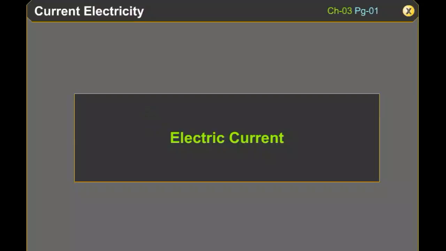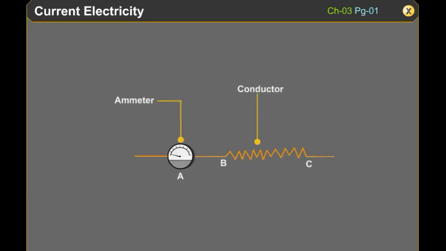Electric current. If we want to find out the current flowing through a conductor BC, then we should connect the ammeter A in series with the conductor BC. Since the entire current passes through the ammeter, therefore an ammeter should have very low resistance so that it may not change the value of the current flowing in the circuit.